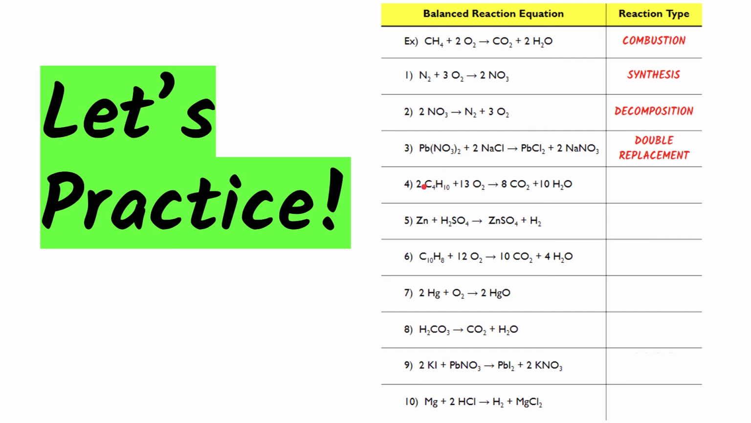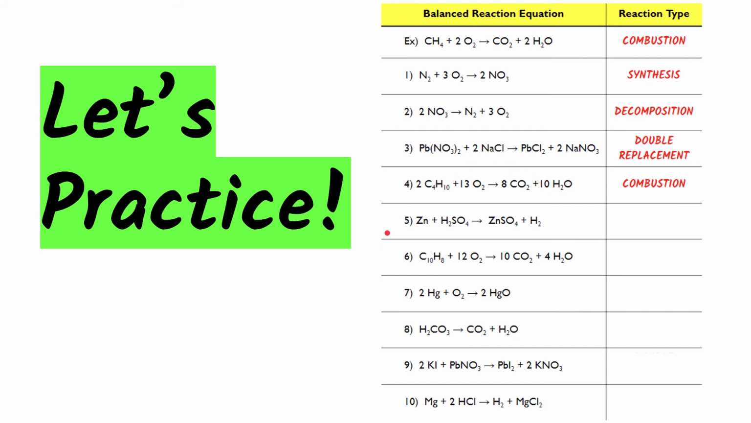Question number 4. I noticed that the products are CO2 plus H2O. That should set off alarm bells in my head. When the products are CO2 plus H2O, and the reactants are O2 plus some number of carbons and hydrogens, that's going to be a combustion reaction. That is some sort of carbon fuel, in this case it would be butane, burning in the presence of oxygen to form carbon dioxide and water.